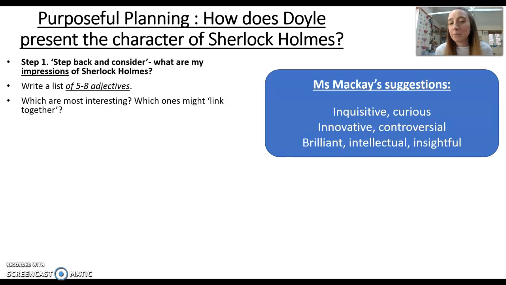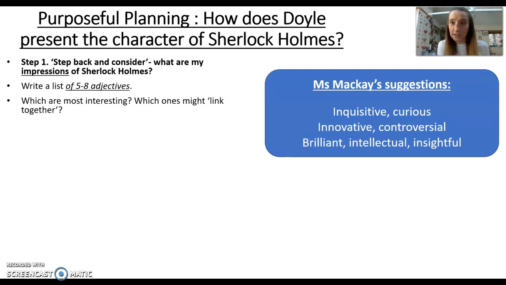And then I also think of someone who is brilliant, intellectual, insightful, someone who has a unique perspective, has an amazing ability to deduce, is set up as a kind of genius for me as a reader to admire. So I've got my list. Sorry, a little selection of adjectives there that I think of when I think of Sherlock Holmes. I'm probably not going to use all of those in my essay. I'm going to choose the ones that I think are most interesting, and I'm going to find evidence that supports those specific ones.